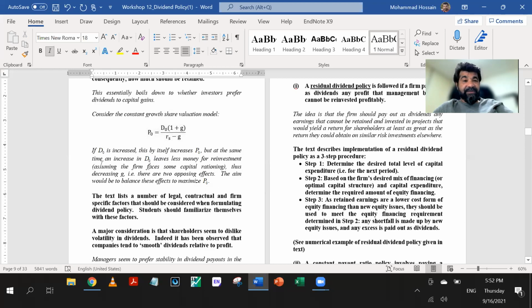But at the same time, an increase in D0 leaves less money for investment. That's decreasing G. So when you decrease G a little bit, let's say not 2%, let's say they're going to give you 0.5%. So the point here is that the business needs to make a decision on how much they will be giving to the shareholders. If they give a lot of money to the shareholders, the business will be suffering from a liquidity problem, a liquidity crisis. They need to maintain that liquidity as well. But at the same time, they will have to make sure the shareholders are happy.